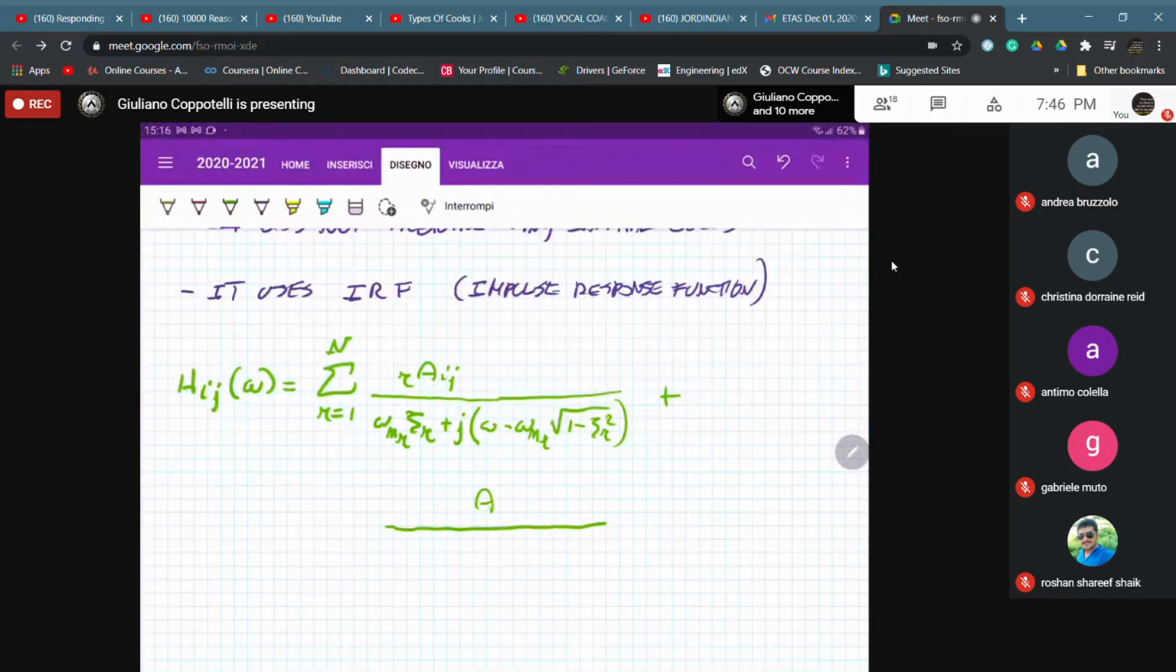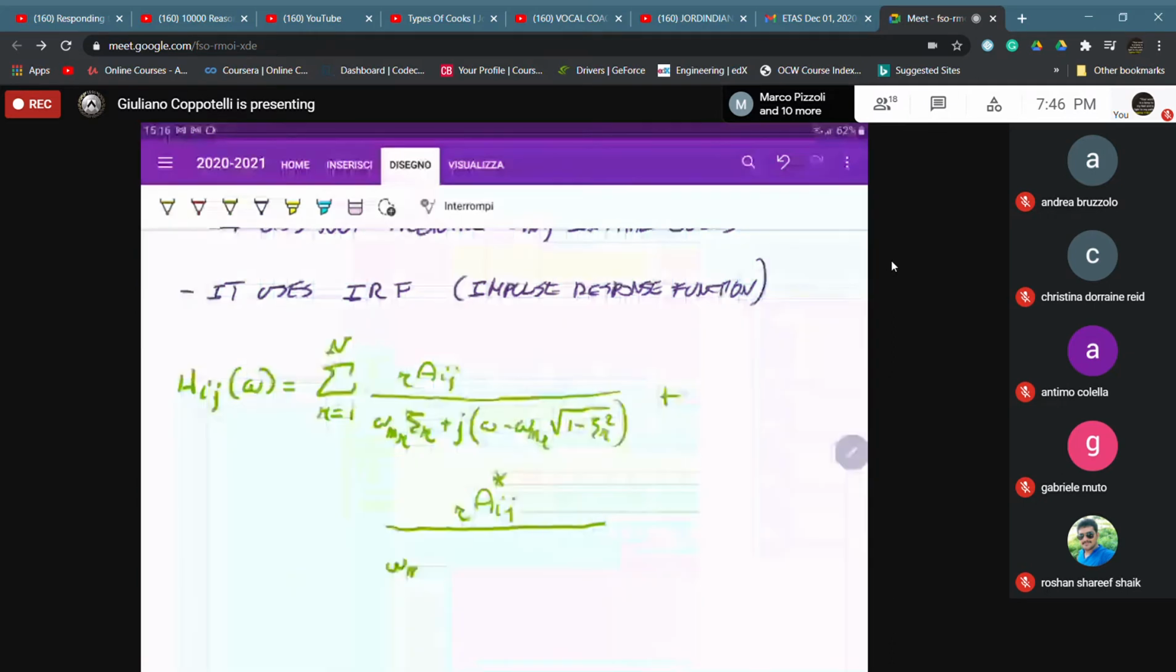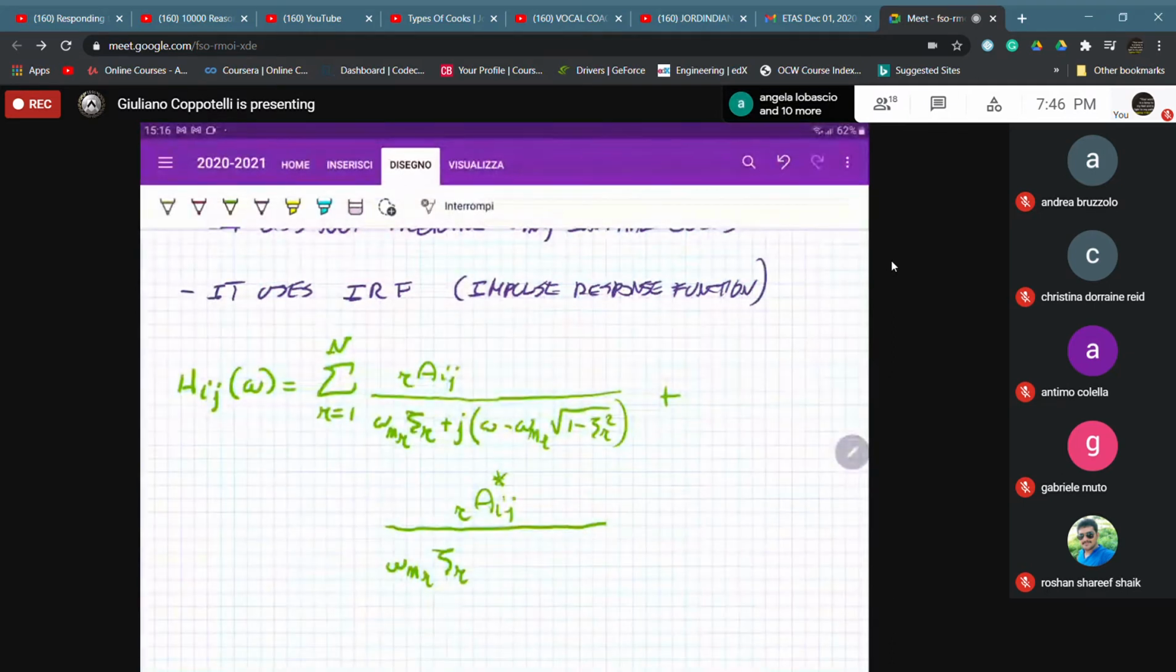A_ijr complex conjugate divided by omega_n r theta_r, plus j omega plus omega_n r root square of 1 minus theta_r squared, all together, of course.